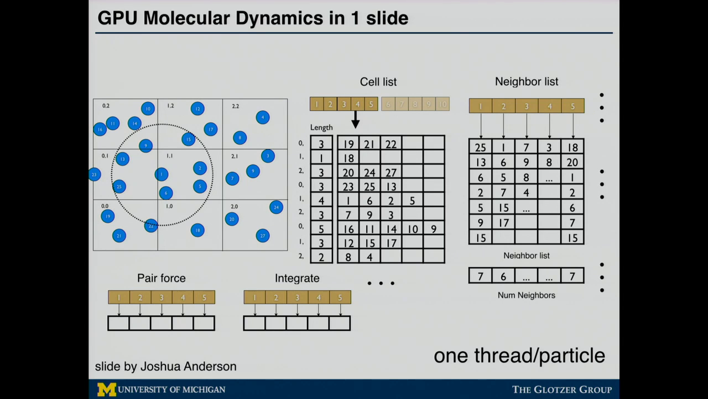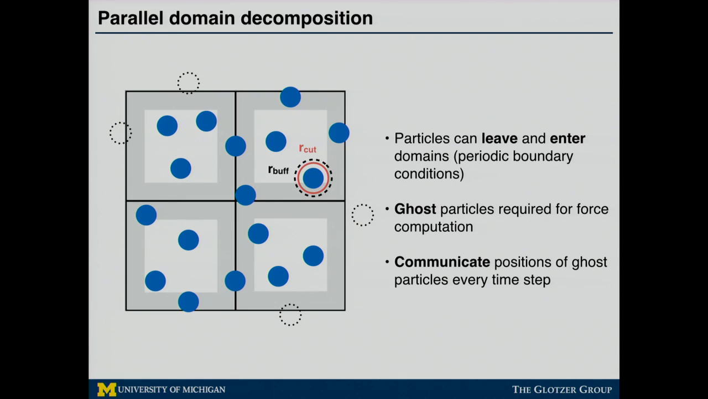So the take-home message is that molecular dynamics on the GPU is a pretty straightforward thing to do. It requires you to map one thread to one particle. And parallelization across GPUs is also in principle not hard. What it requires is the same idea as for the decomposition of a single simulation domain.